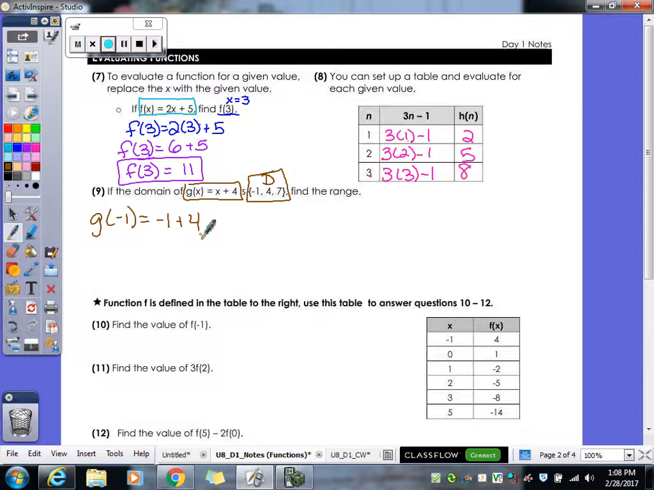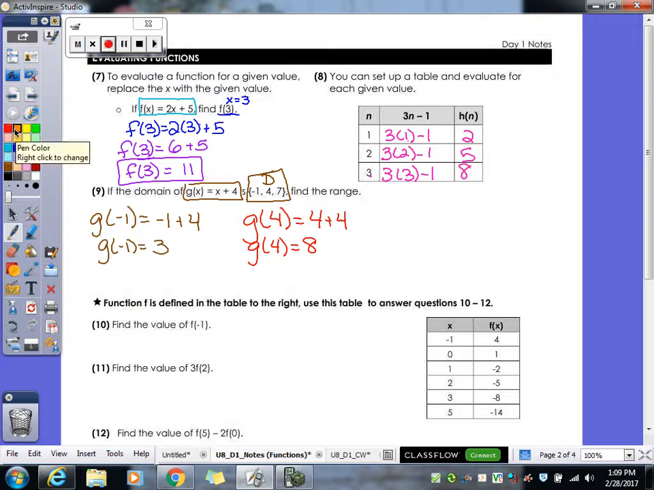So what do we get? -1 plus 4? 3. So then after you've done that, they're then asking you to plug in a 4 for your x. So instead of x plus 4, we now have 4 plus 4. Which 4 plus 4 gives us? Come on, 4 plus 4? 8.